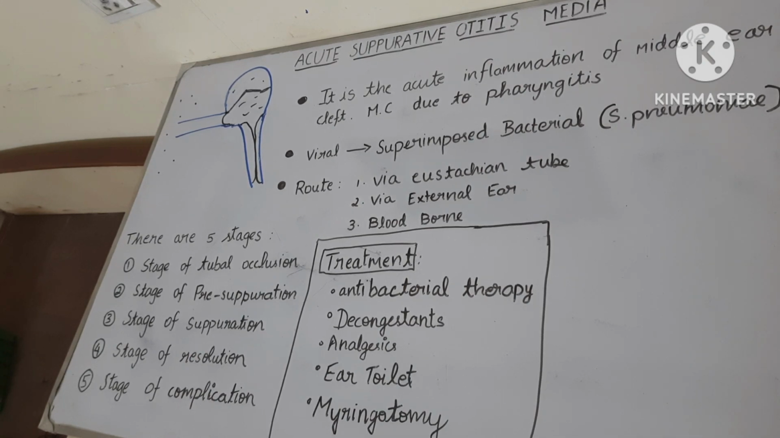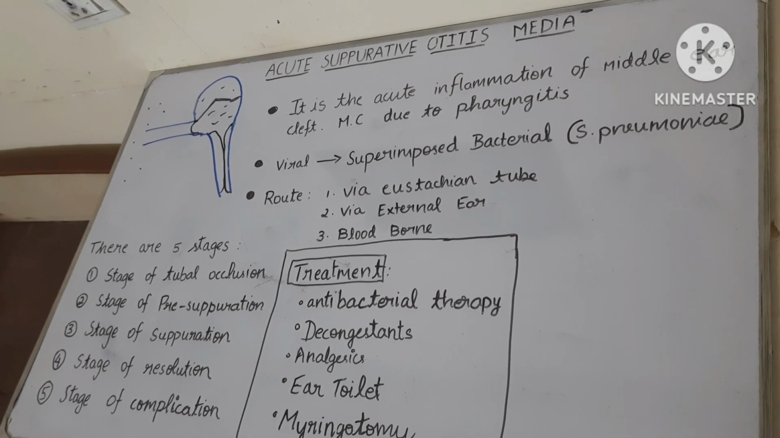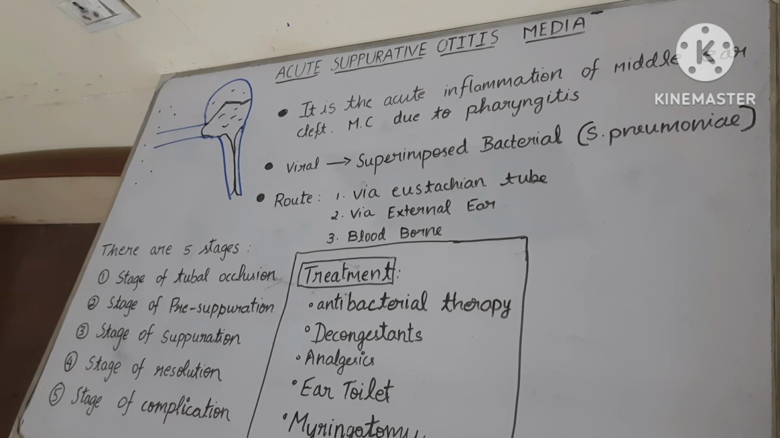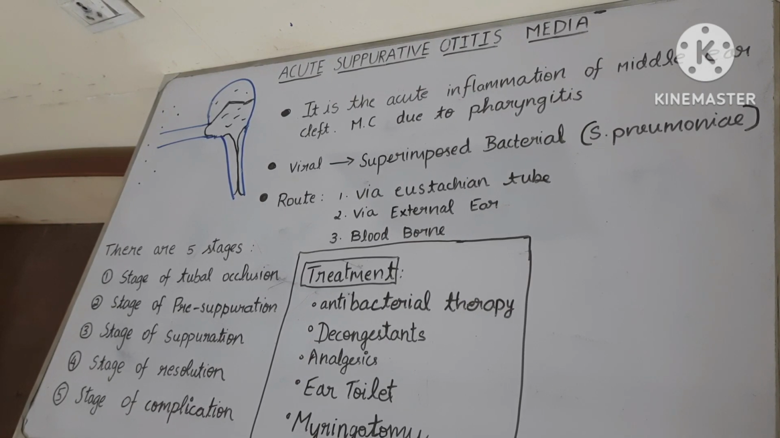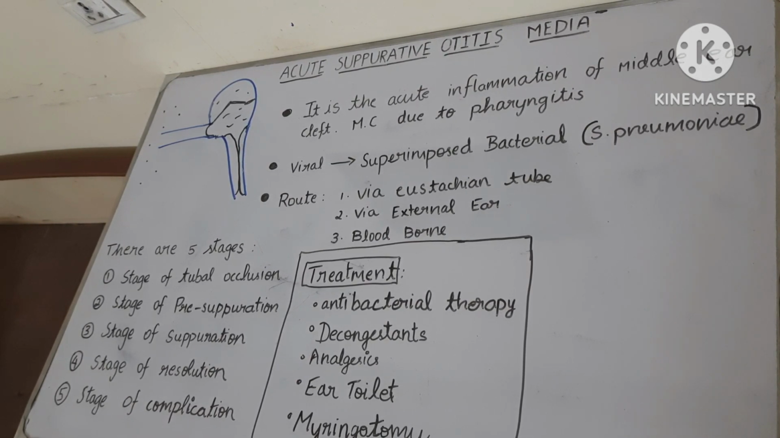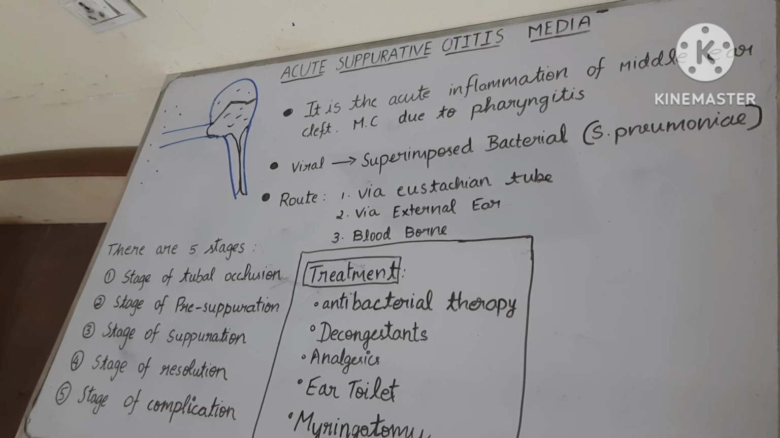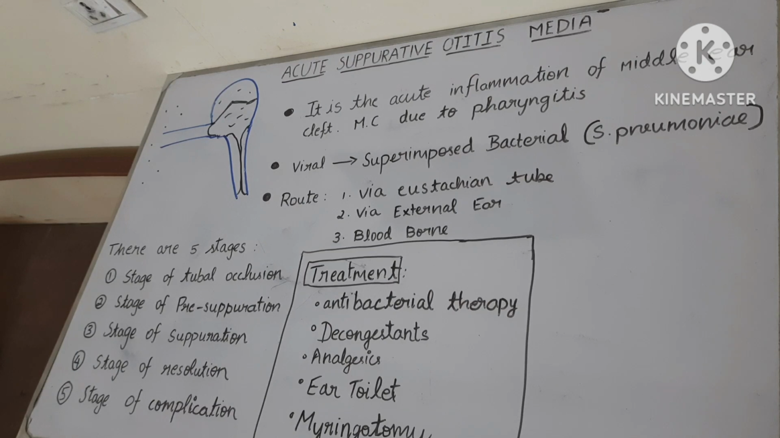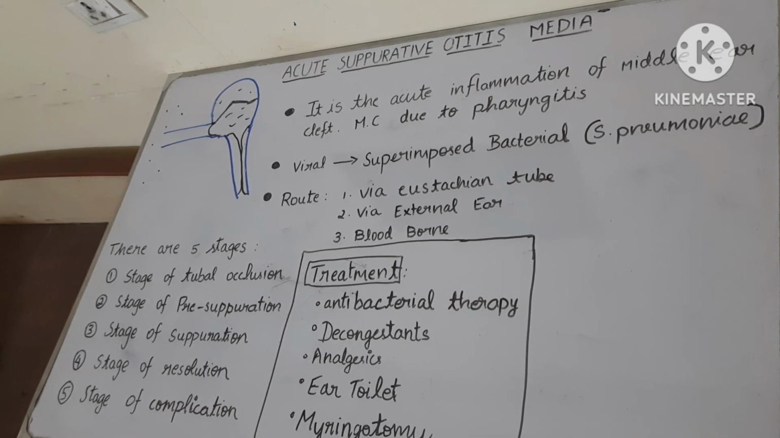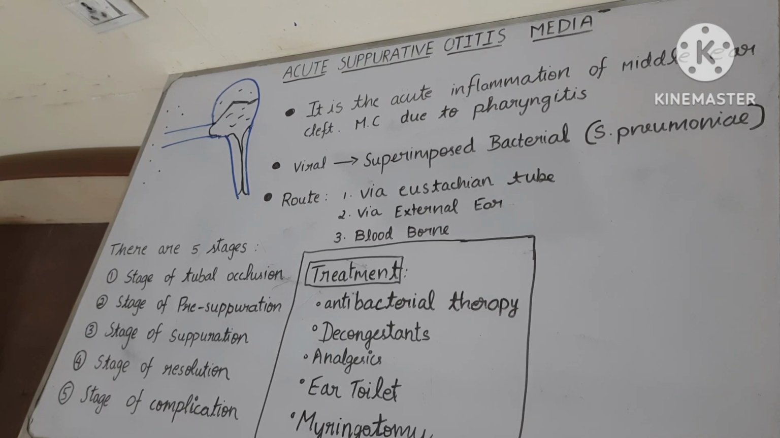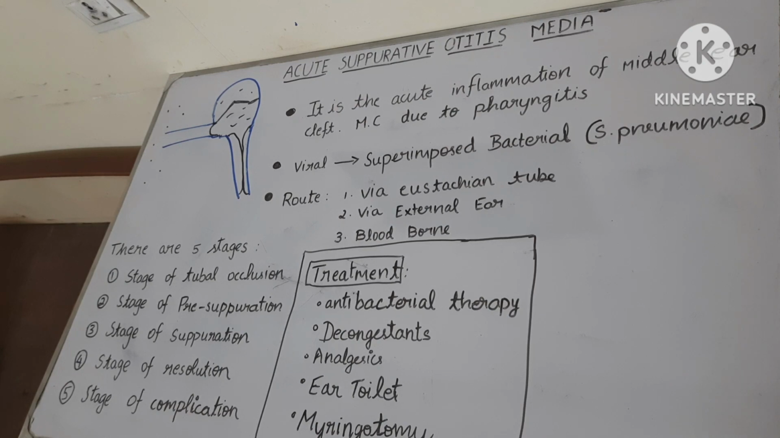So what's the difference between when the patient stays at home and when the patient comes to hospital? When the patient stays at home, he has more risk of complications. But when the patient comes to the hospital, then we make a clean incision, which is more likely to heal properly without any complications. Then I already told you about the stage of resolution. After the rupture, everything will go back to normal. The fever will come down, the earache will go down, the hearing will become better, and the patient will feel more relieved. That is the stage of resolution.